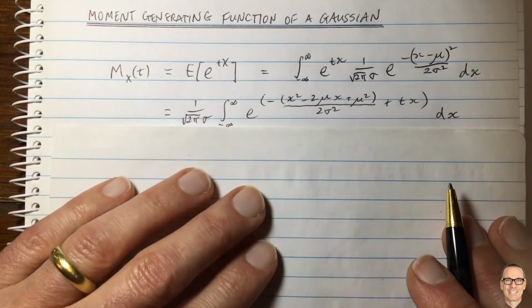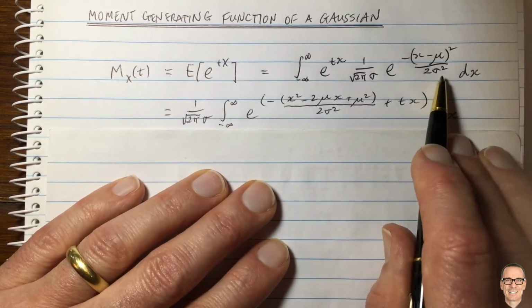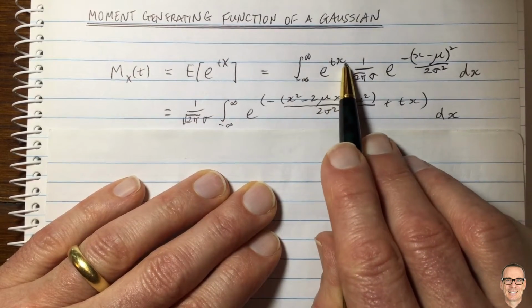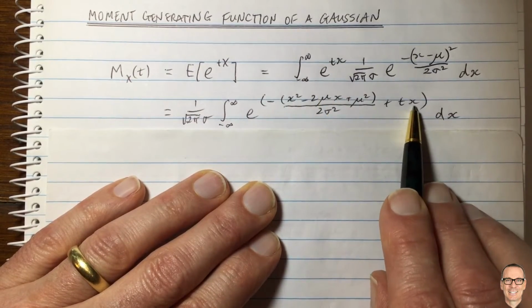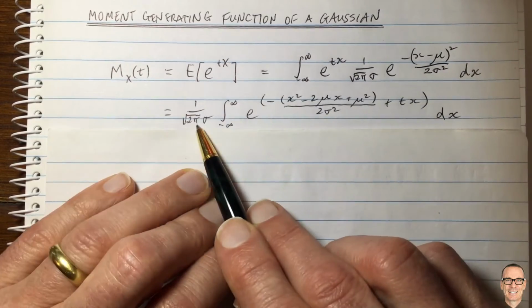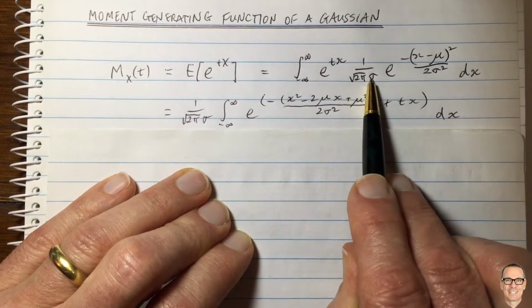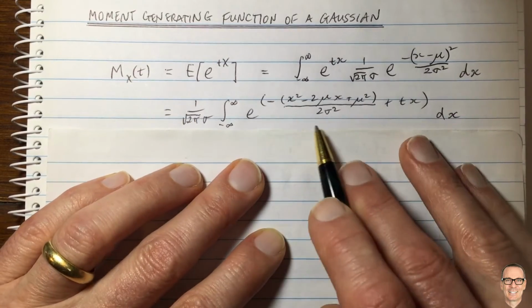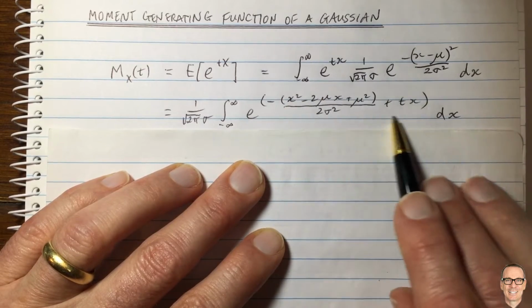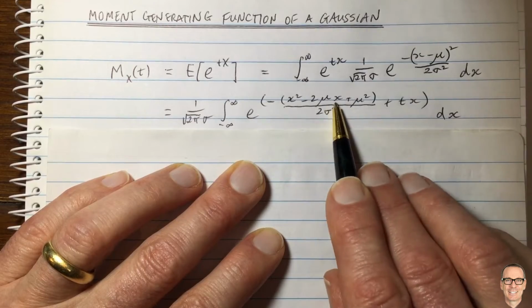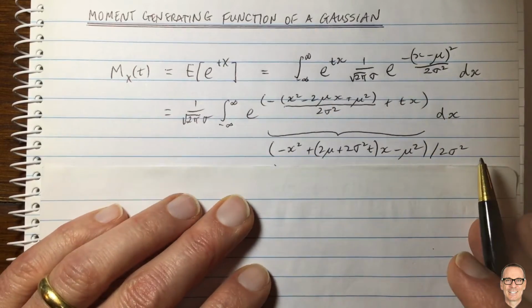Here I've just rewritten the expression. I've collected the exponential terms, and I've therefore taken the tx inside the exponential parameter, and I've pulled out the 1 on 2 pi sigma out the front. That's all I've done there. Now I'm going to look at the term inside the exponential, and I'm going to collect all of the x squareds and all of the x terms.